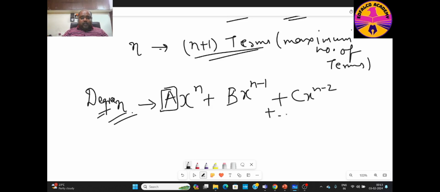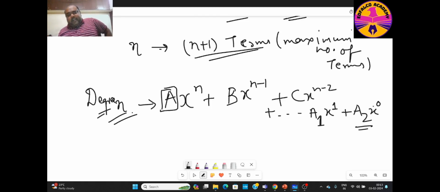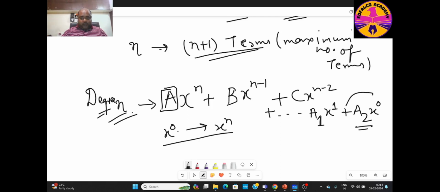And in the same way, it can keep on continuing till you finally get something like a1 as a constant, x to the power 1, plus finally a2 as the last constant, which has x to the power 0. So how many maximum terms are we getting? We are getting terms from x to the power 0 to x to the power n. So how many terms are there? Each one is counted as one term, right? x to the power 0 is one term, x to the power 1 is one term. If you count all of these, there will be n plus 1 terms.